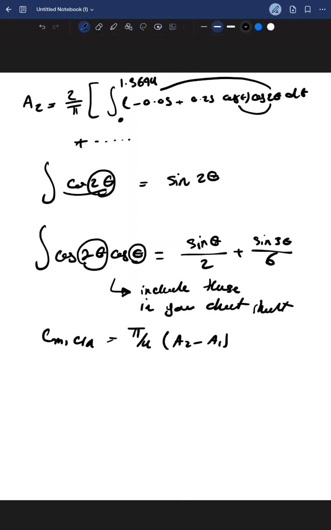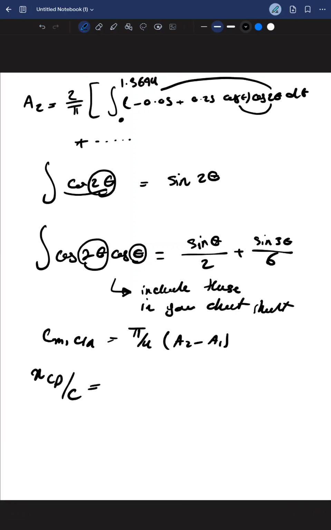I have to go back to lecture notes. Yep, center of pressure. We want the center of pressure divided by the chord length. So the equation is going to become 1 divided by 4, 1 plus pi over CL. We have CL because the angle of attack has not changed. It's still 3 degrees. A1 minus A2.